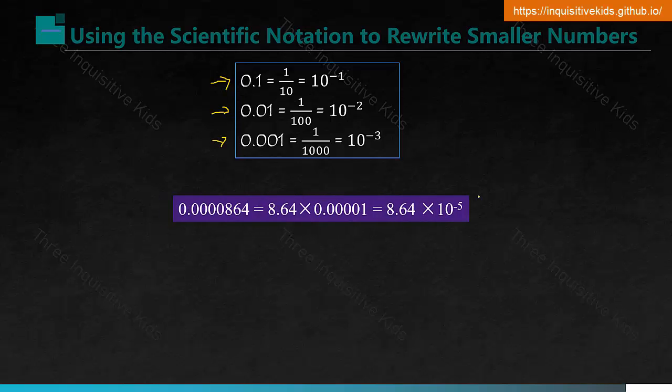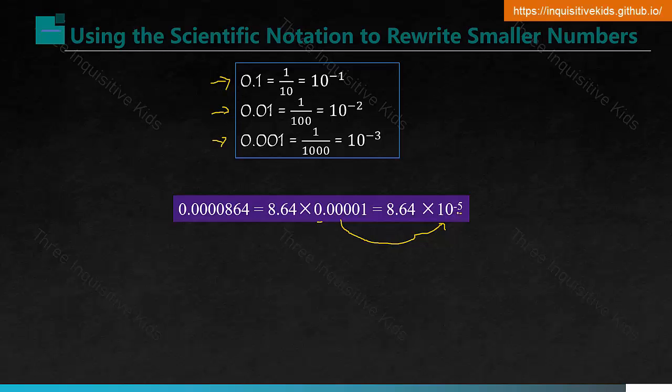So how would you rewrite 0.0000864? Well, basically, 0.0000864 is equal to 8.64 times 0.00001, and this 0.00001 is the same as 10 to the negative 5th power. So we end up with 8.64 times 10 to the negative 5th power.